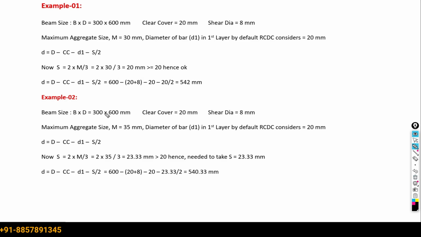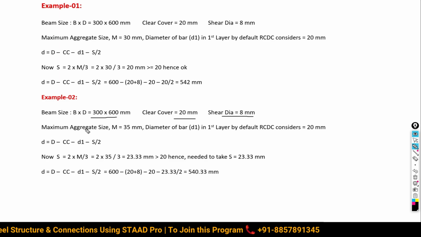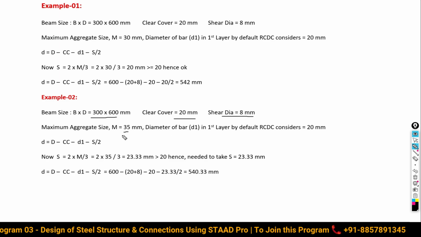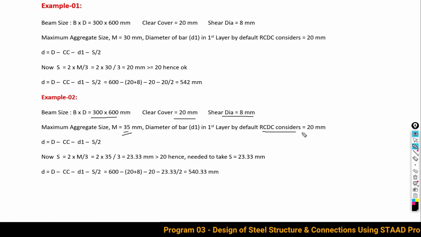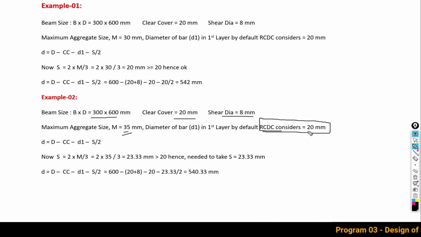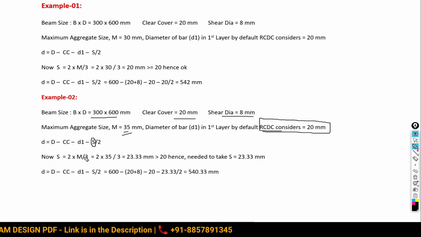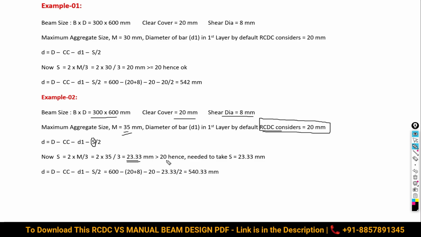Now next example, where the section size is the same, clear cover is the same, and shear reinforcement is also the same. Now maximum aggregate size I am going to consider as 35. Diameter of bars, again I said RCDC by default is considering as 20 mm. So you don't have control over this 20 mm diameter of bar for the main reinforcement in the first layer. Now for the effective depth, we need to calculate S. So S will equal 2 times M divided by 3. So see, by the calculation we are getting the value more than 20.